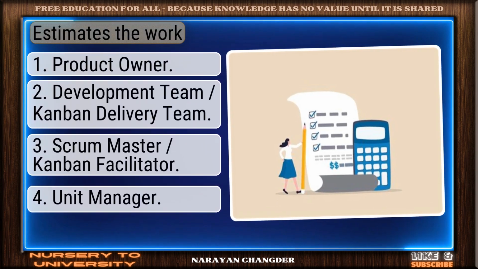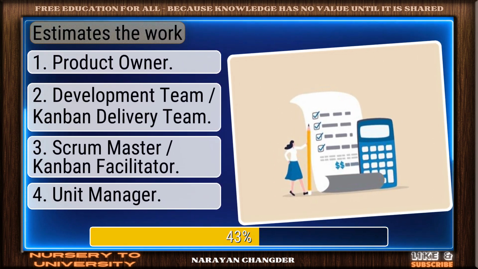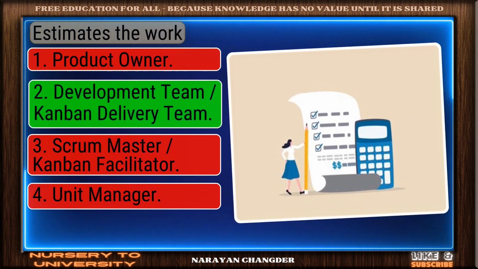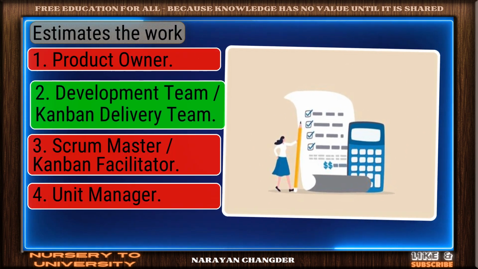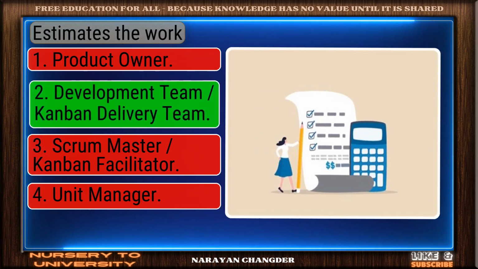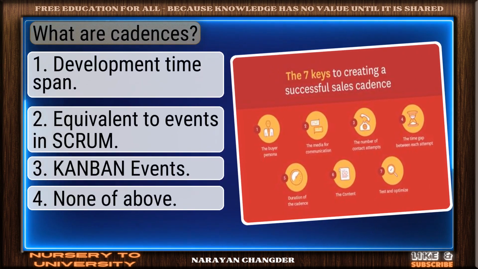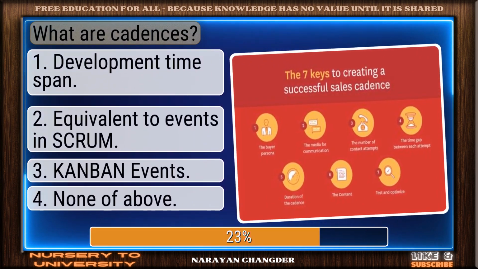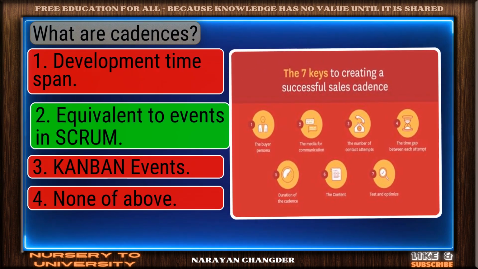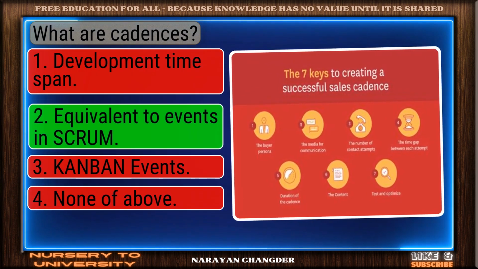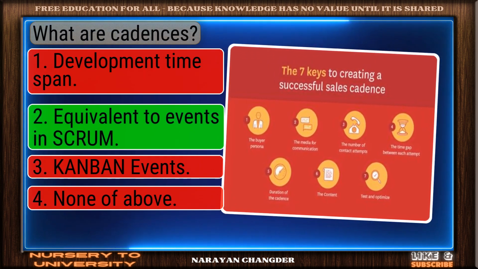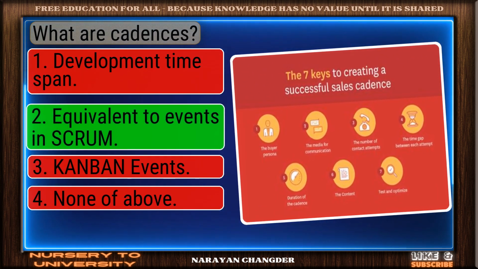Question number 74. Estimates the work. Excellent choice. Development team, Kanban delivery team, is the right answer. Question number 75. What are cadences? Nice work. You chose equivalent to events in Scrum, and it is correct.